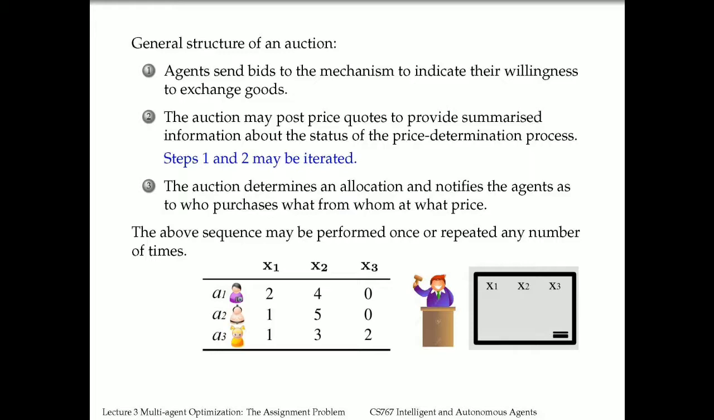So the auctioneer, for example, would say, okay, right now for this item, agent 1 is leading with this price, and for this other item, agent 2 is leading with that price, and so on. So all of this information is announced, and then the agents just iteratively send out higher bids in order to take the item that they think is the best.